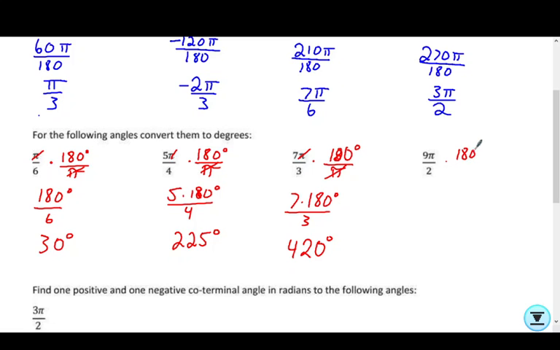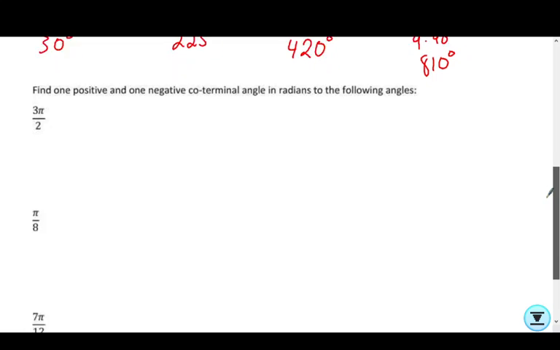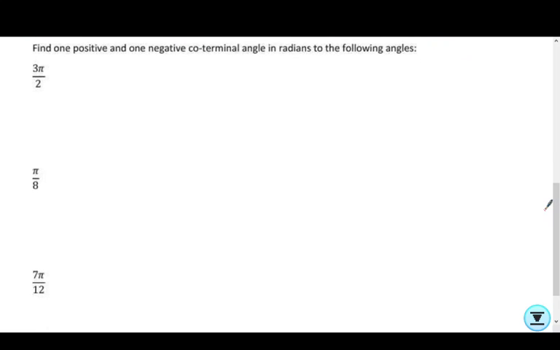And 180 degrees over pi. So you get 9 times 180 degrees over 2, which is 9 times 90 degrees, which is 810 degrees. So the hardest part is actually just reducing down your fraction. Now, the next part, it says find one positive and one negative coterminal angle in radians to the following angles.